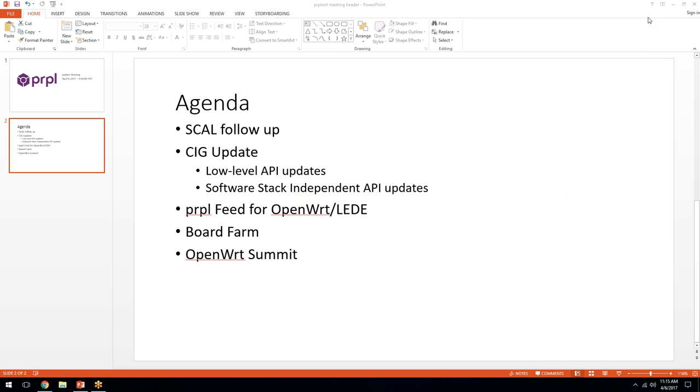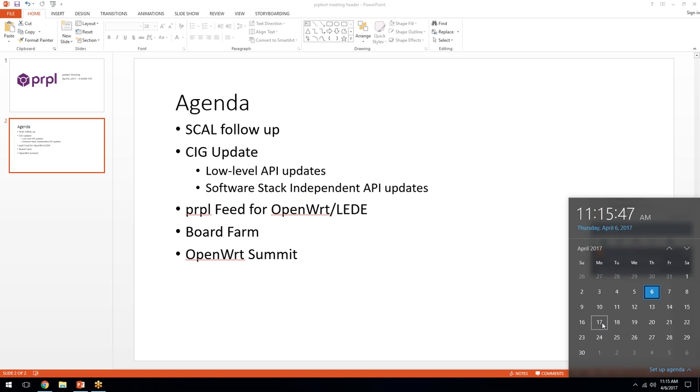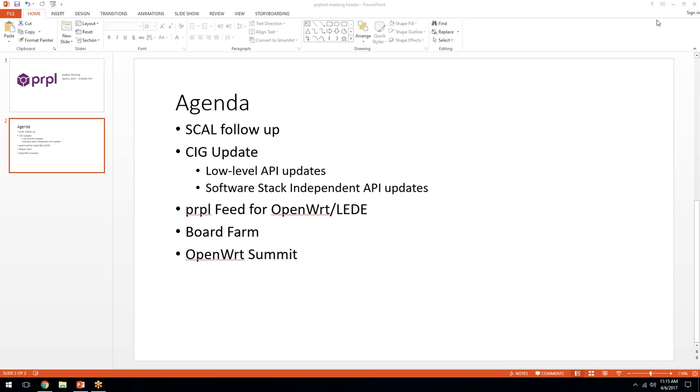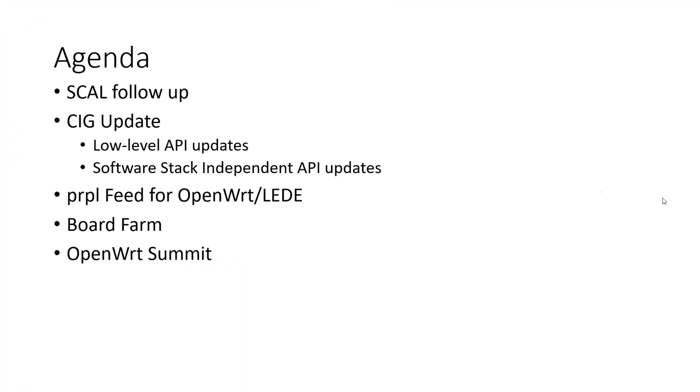The meeting for the software stack independent API will not be on the 17th, because that is Easter Monday, which is a holiday in Europe, and we are going to instead do it on the 18th at the same time, which is 9 a.m. Pacific time. Are there any questions or comments, or something I didn't cover that people want to bring up?